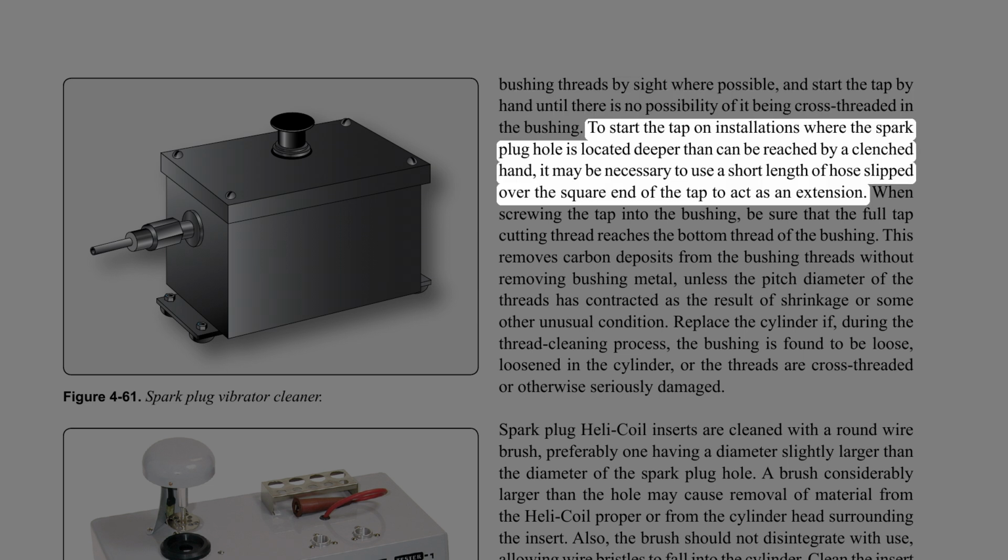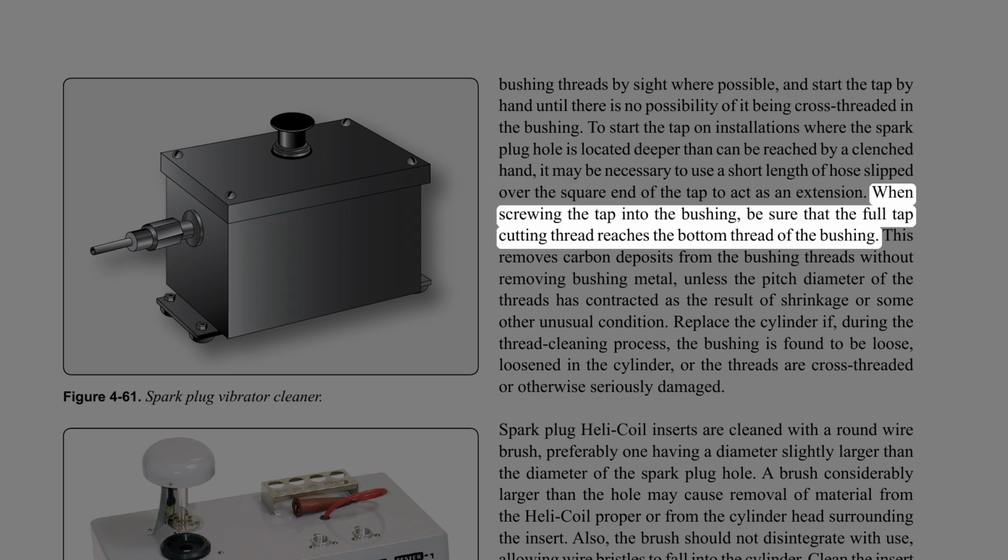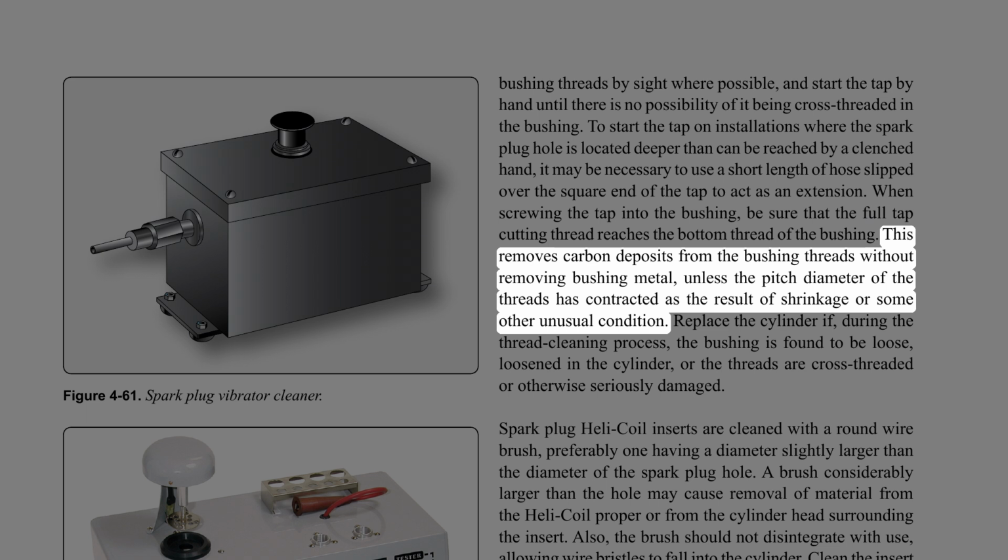To start the tap on installations where the spark plug hole is located deeper than can be reached by a clenched hand, it may be necessary to use a short length of hose slipped over the square end of the tap to act as an extension. When screwing the tap into the bushing, be sure that the full tap cutting thread reaches the bottom thread of the bushing. This removes carbon deposits from the bushing threads without removing bushing metal, unless the pitch diameter of the threads has contracted as the result of shrinkage or some other unusual condition.